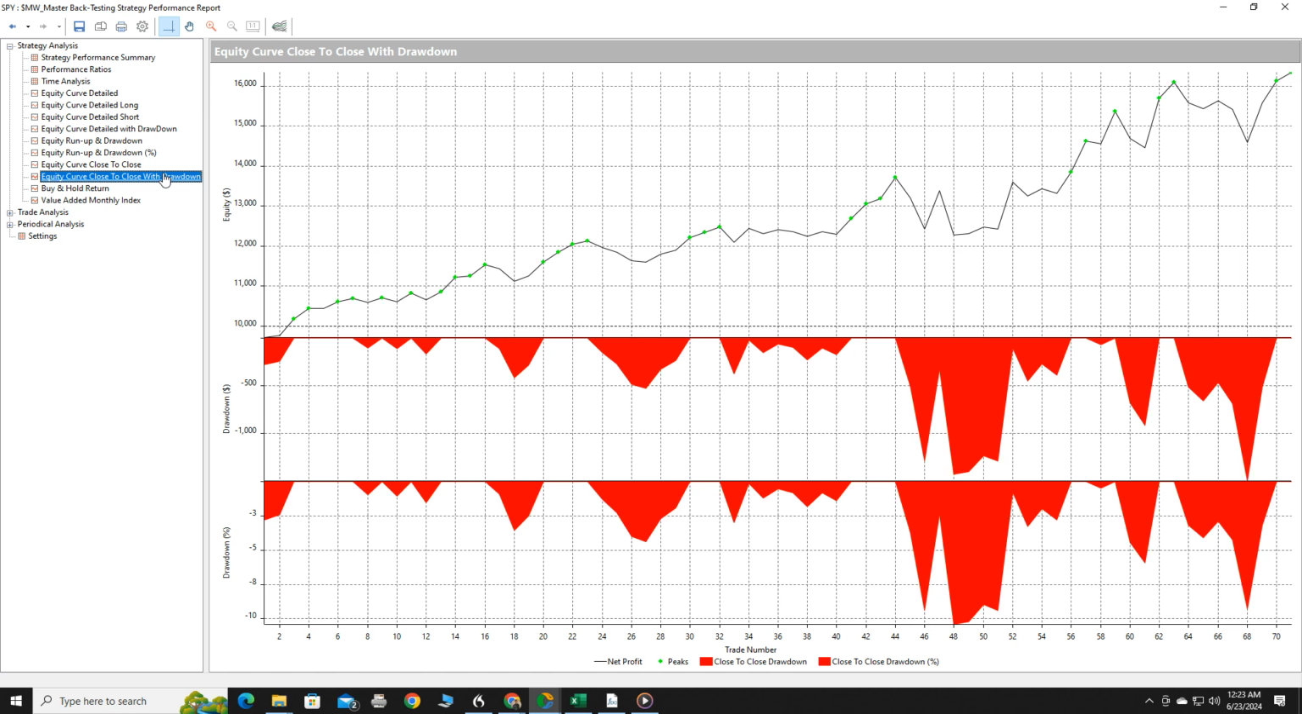So as you can see, these money management inputs can completely alter a typical trading strategy. Okay, on to the next video.